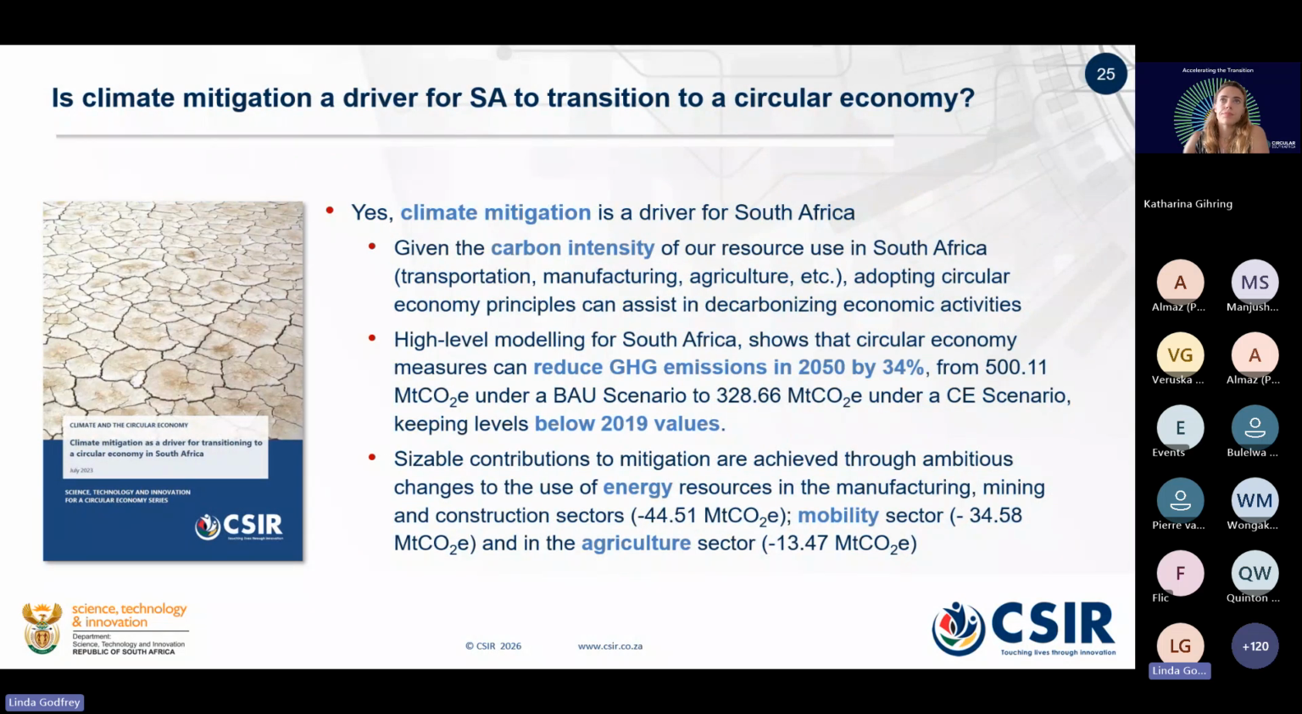Is climate mitigation a driver? Yes, absolutely it is as well. The study found that implementing circular interventions in our energy, mobility, and agriculture sectors had almost a climate stabilization wedge effect, in that it could reduce greenhouse gas emissions by 34% in 2050.